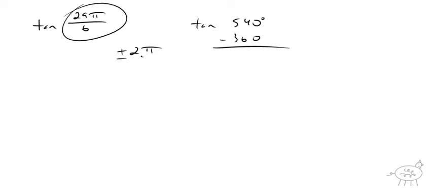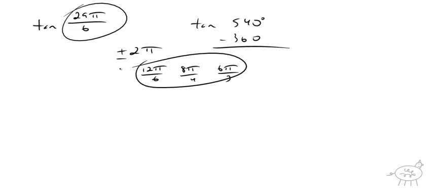Okay, well, if I'm adding and subtracting 2 pi, remember in terms of pi over 6's, isn't 2 pi 12 pi over 6? And if it was over 4, it would be 8 pi over 4. If it's 3, it's 6 pi over 3. These are all 2 pi's, and you're going to add and subtract those to do coterminal.